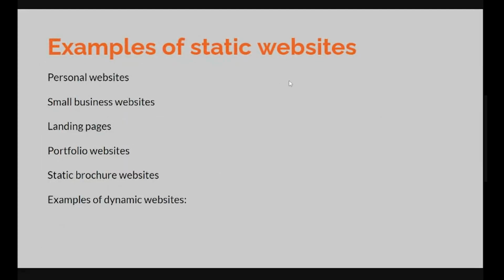Now, these are examples of a static website, personal websites. Let me see if I can use one. So let's use tonyelumelu.com. Tonyelumelu.com is an example of a personal website because it contains information about who he is, what he does, and how you can reach him, things like that, right? So it's a static website, for example. It's a good use case to explain what a static website is. Other examples of static websites are small business websites, landing pages, portfolio websites, static brochure websites, and the likes.